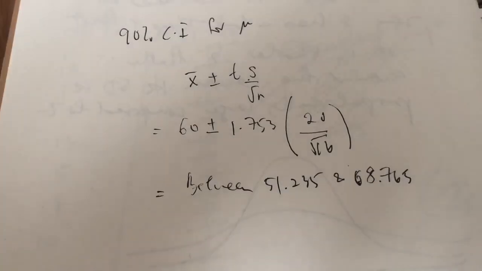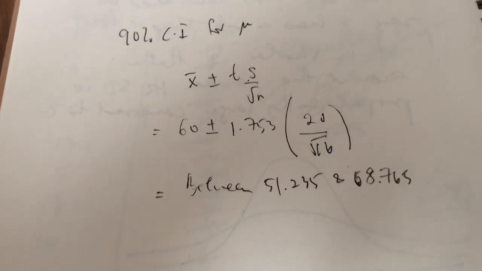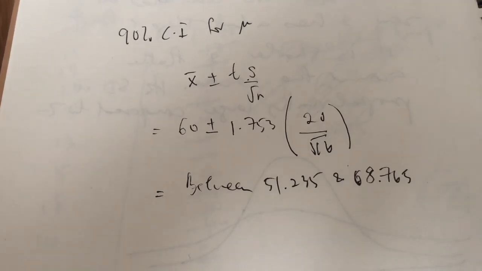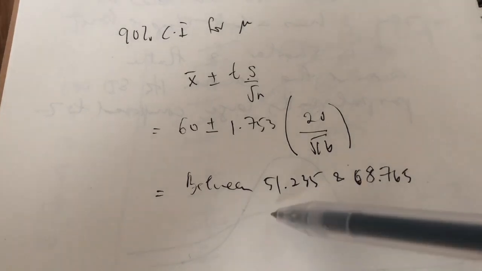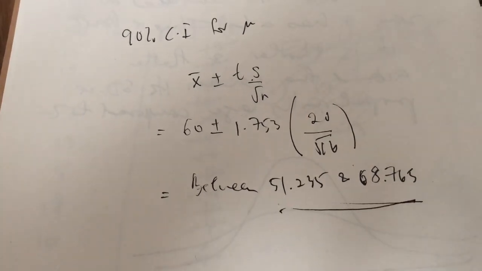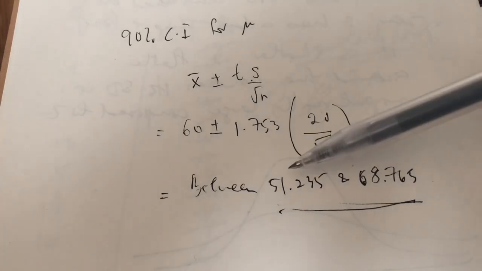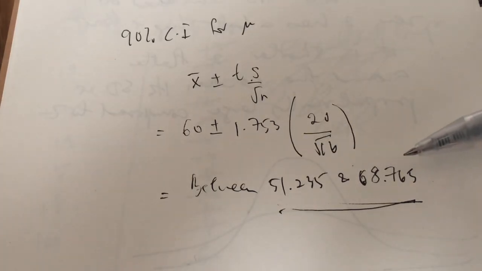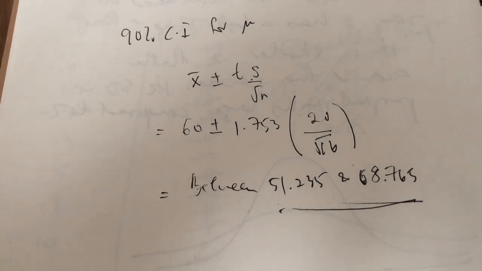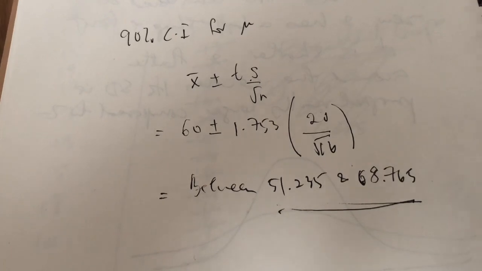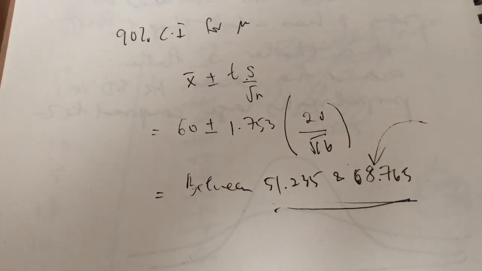and 68.765. The last question is, would it be reasonable to conclude that the population mean is 63 pounds? What you need to do is look at the confidence interval that you've developed. Is 63 pounds within 51.235 and 68.765? If the answer is yes, then it is. So yes, it is reasonable to conclude that our population mean is 63 pounds because it is within the confidence interval.